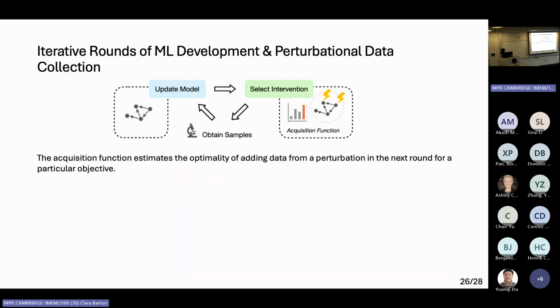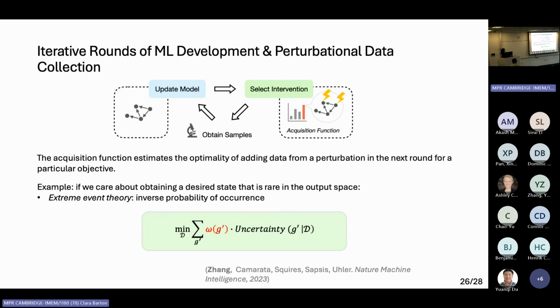Something in the literature called an acquisition function is just estimating the optimality of adding data from new experiments in the next round for a particular objective. And we have this early paper for the case where we're interested in obtaining a desired state that might be very rare in the output space, which is often the case when finding perturbations leading to a particular rare state in the biological case. We can actually use extreme event theory, like rare event theory, by using just the inverse probability of the occurrence for that perturbation in the acquisition function.